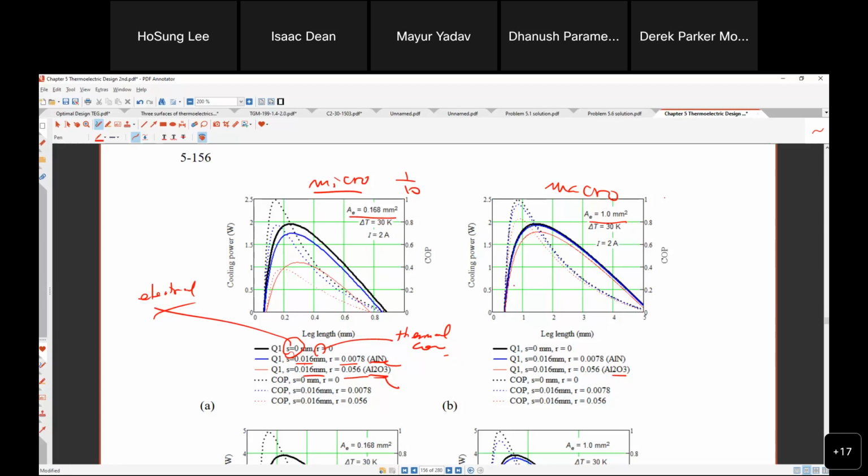Anyhow, in the macro, at typical size, the optimal length is about 1.2. So I think most products show 1.2 millimeter. So good, I agree, because look at that. But what's interesting is the ideal is very good, isn't it? No matter what contact, ideal is very good.